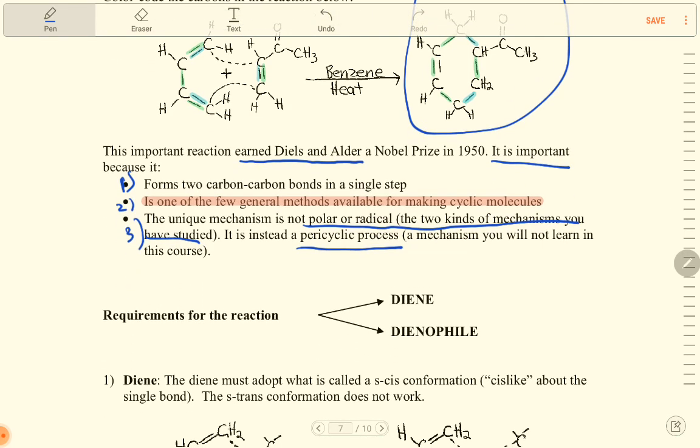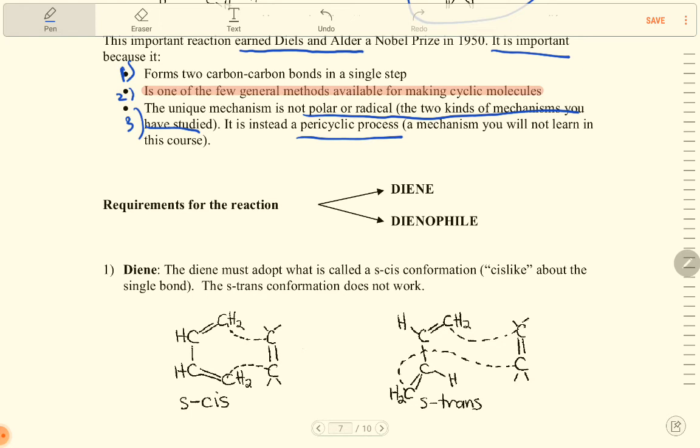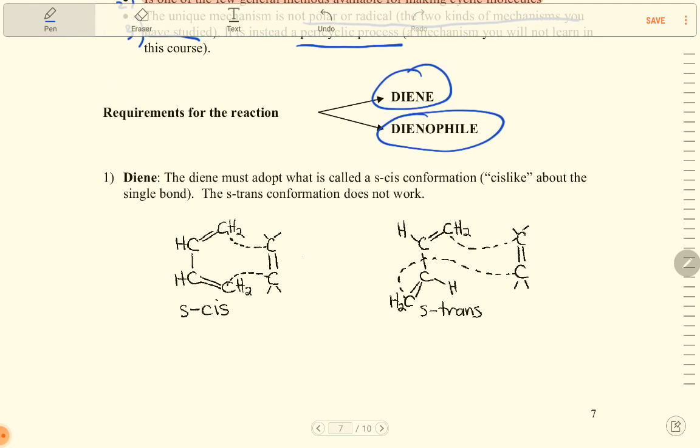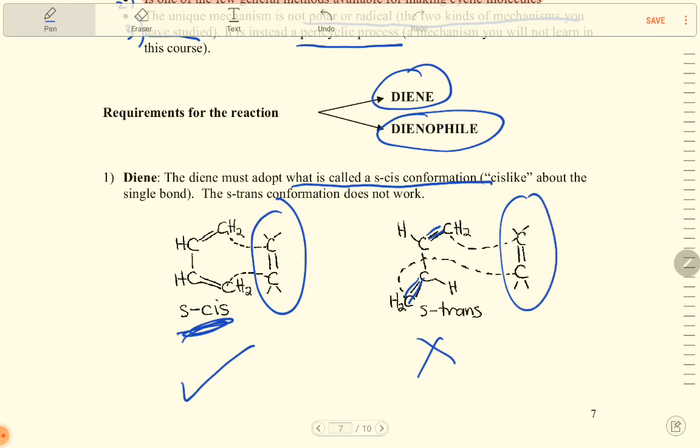And in this pericyclic reaction, the two partners are called the diene and the dienophile. So what is a diene? The diene must adopt what is called the s-cis conformation, cis about a single bond. The s-trans conformation does not work. The s-cis conformation works because the diene reacts with the dienophile, and the electrons are basically moving, marching around.